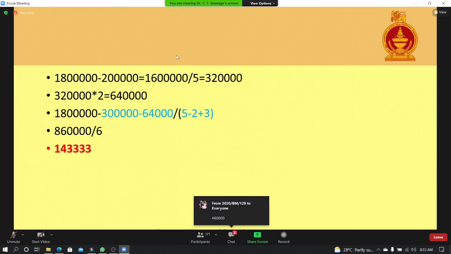So last time it was 5 years, already we depreciated 2 years, now they say further it is increased by 3 years. So now we have 6 years altogether. The depreciation amount for that year is 143,333.